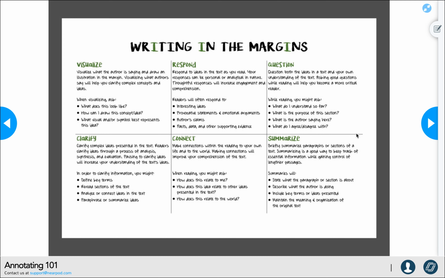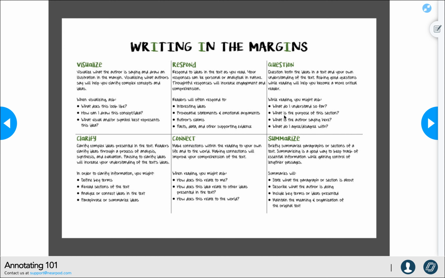So writing in the margins, you want to visualize, respond, question, clarify, connect, and summarize. So visualize: what does this look like? How can I see this? How do I see it in my head? And I'm going to show you an example soon. Respond to any interesting ideas, to the author's claims if it's nonfiction. What do you feel about that?